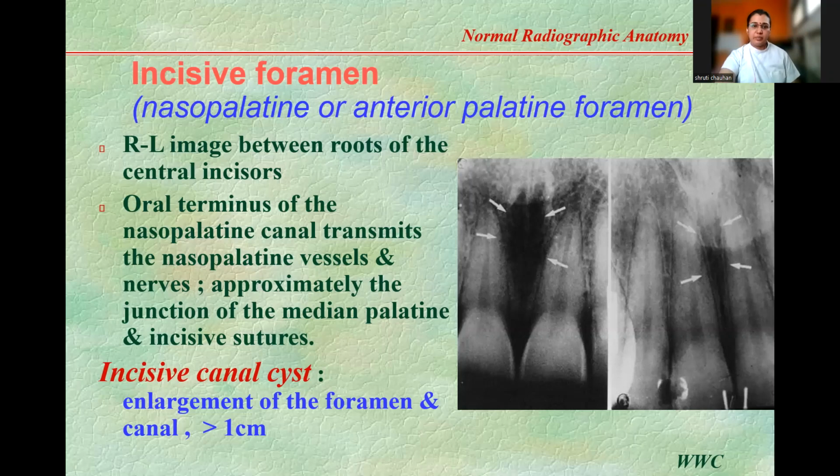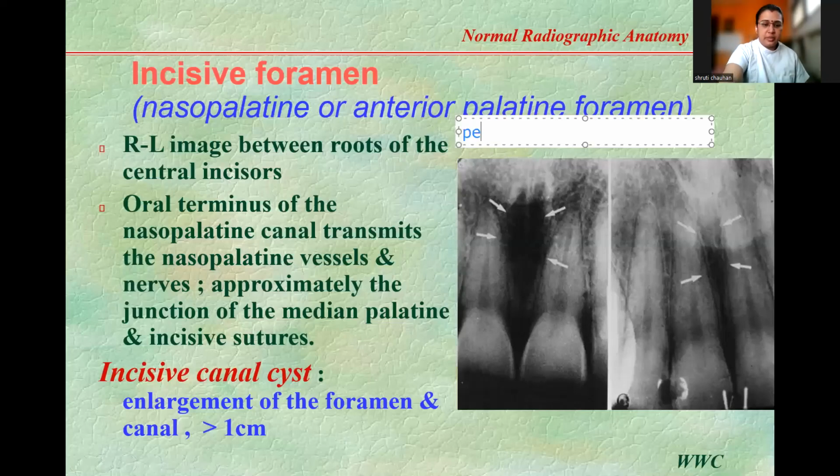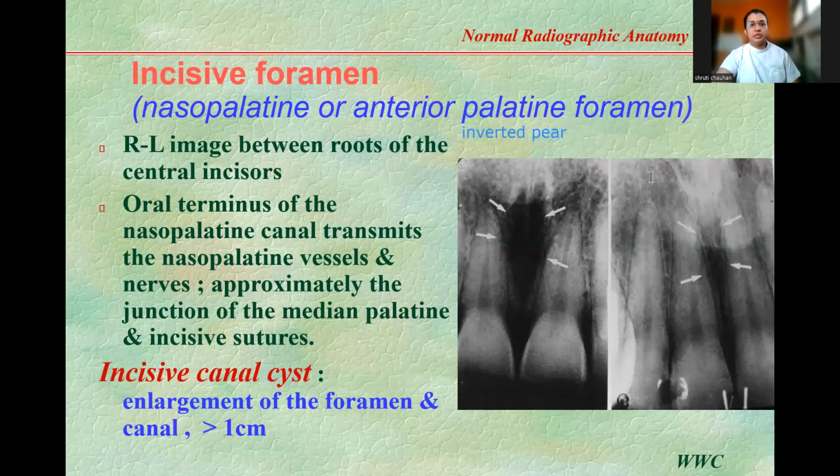So what do we have to remember over here? That it is a radiolucency. It is called pear shaped. You may write it down. It is a pear shaped, or an inverted pear shaped radiolucency that is seen between the roots of your two central incisors.